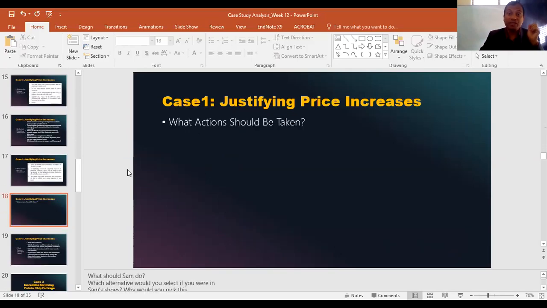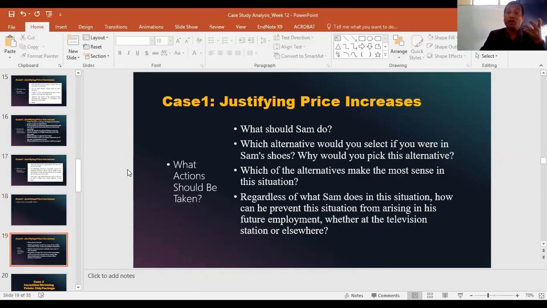What action should be taken? I mean, what should SAM do? Which alternatives do you think the SAM will select? Or which alternatives would you select if you were in the SAM's shoes? And why? That you need to provide, why.